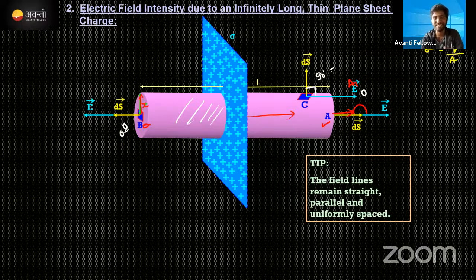Now I have a question. If the angle between the electric field lines and the area vector is 90 degrees, will any flux be available from the curved surface?